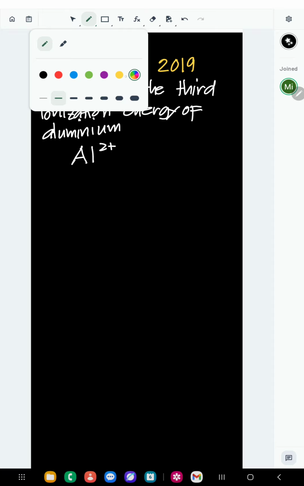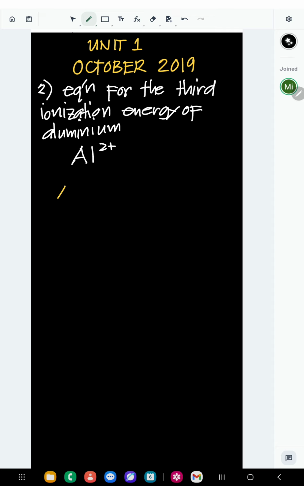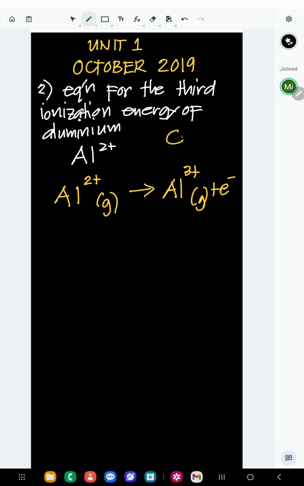So let's write the equation for the third ionization energy of aluminum. It would start with aluminum 2 plus charge, then aluminum 3 plus, gas, plus 1 electron here. So we remove 1 electron. Therefore, the answer here for number 2 is letter C.